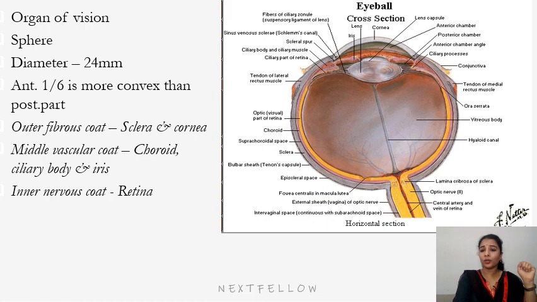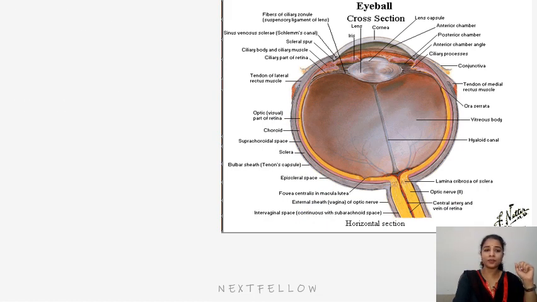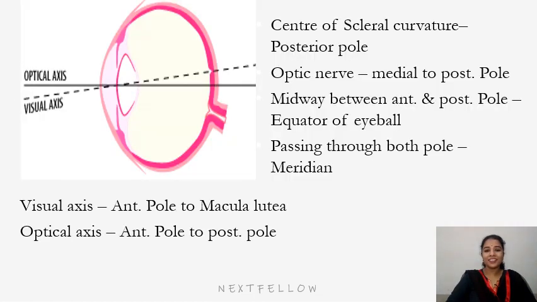So let's see a little more in detail about these structures. Now let's see a few terms associated with the eye. First, we should talk about the visual axis and optic axis. Visual axis is the connection between the anterior pole to the macula lutea. Macula lutea means yellow color. So macula lutea is a yellow colored pigmented zone which is present a little lateral to the posterior pole of the eye. The depression seen in the macula lutea is called the fovea centralis.